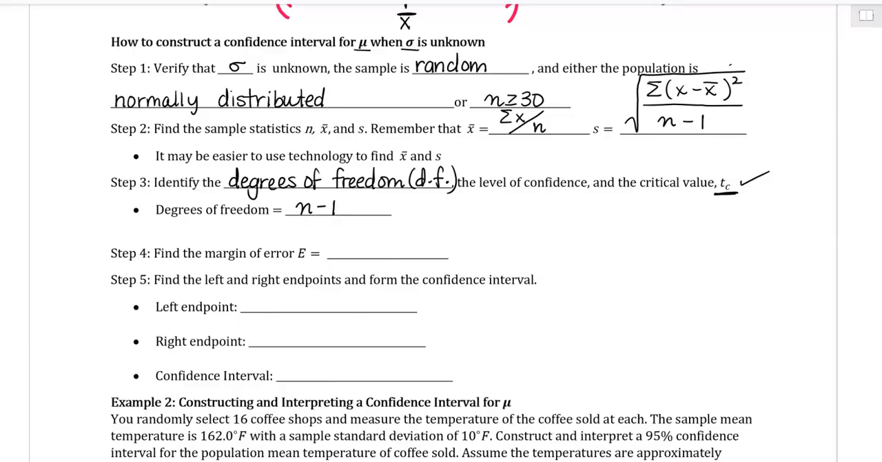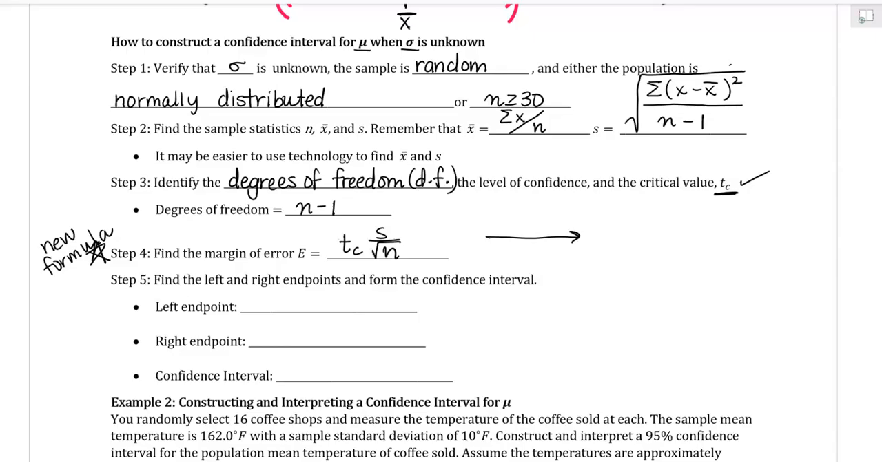Once we know the critical value, we can then go find our margin of error. This is where the new formula comes in. That's different from the previous lesson. When you do not know the population standard deviation, your formula to find the margin of error is now T sub C multiplied by the sample standard deviation divided by the square root of N.